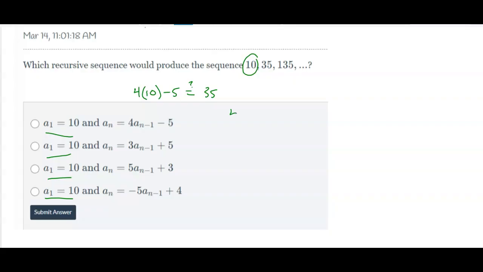So then we try it again. You try 4 times 35 and subtract 5. Well, this is 140, and if I subtract 5, I do get 135, so that turns out to be the right answer. So if it doesn't give anything away with the first term, then try the rules that it presents you to figure out which second component of the rule is correct. All right, that should get you there.